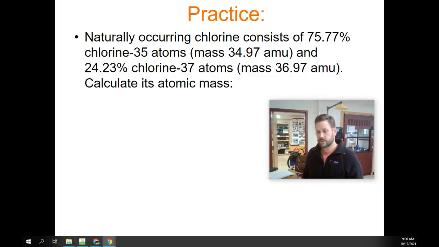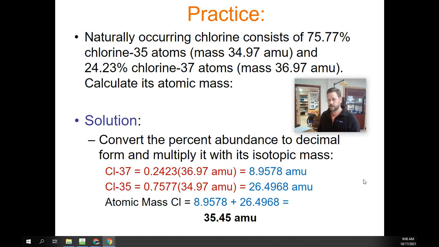This practice problem involves chlorine. See if you can use the strategy we just discussed to solve this problem. What's the average atomic mass of chlorine according to this data? And here's the solution to that calculation. Notice in this case that I used the abundances converted from percentages to their decimal form. In other words, fractional composition here. Instead of multiplying by 24.23%, I multiplied by 0.2423. That way I didn't have to divide by 100 in the final answer.